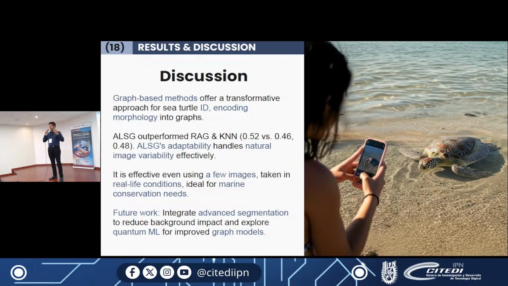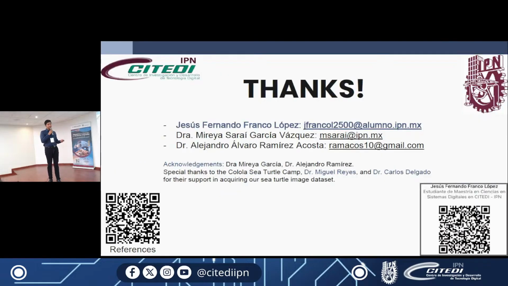It's effective even using a few matches. If you have worked with machine learning, you know that we need a huge database. In my case, I have a small database and I have good results. The matches are taken in real life conditions, that's the idea, and it is ideal for marine conservation needs. As future work, integrate advanced segmentation using other models to reduce the background impact, just to keep the individual and delete all the background, and explore quantum machine learning to improve the graph.